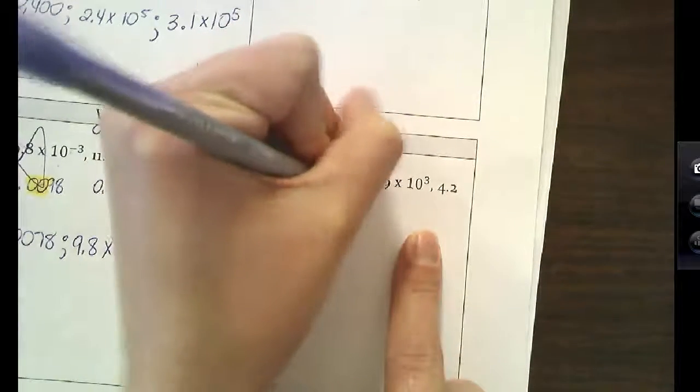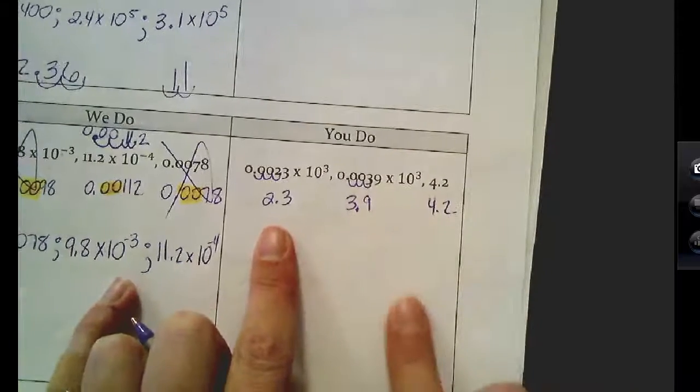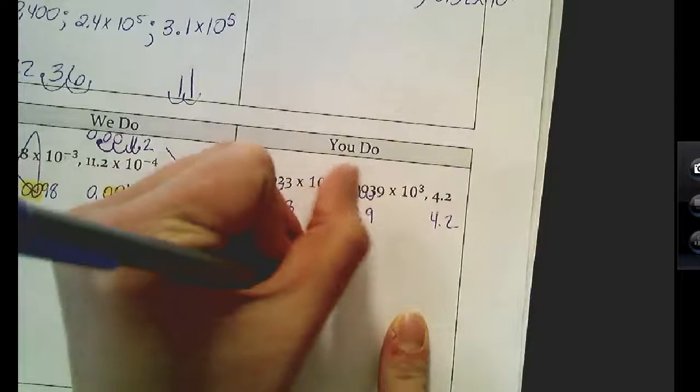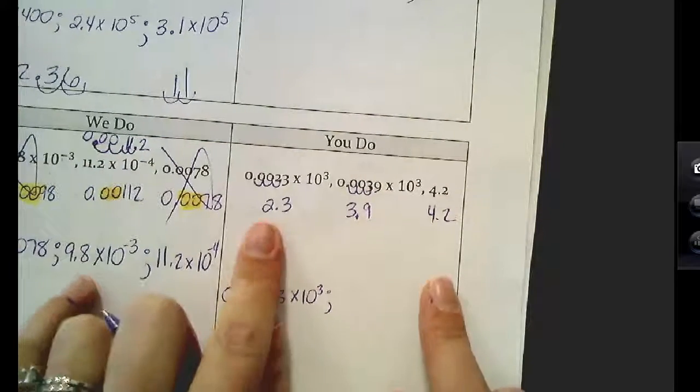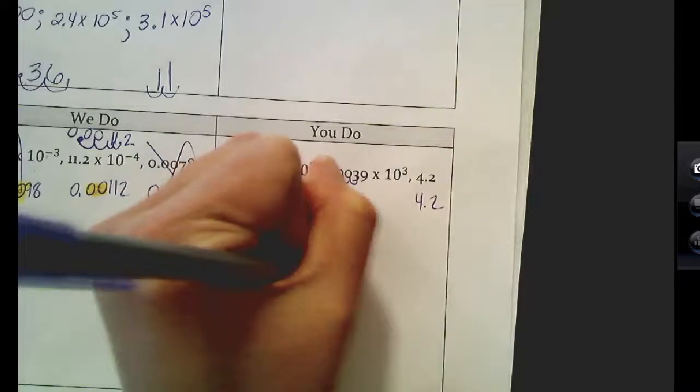Did you say 3.9? Very good. 3 and 9/10. And then this last one's just 4 and 2/10. So which is my least? Go ahead. 2.3. So we're going to write 0.0023 times 10 to the third power. What's my next smallest? Go ahead. 3.9. So 0.039 times 10 to the third power, which leaves my biggest to be 4 and 2/10.